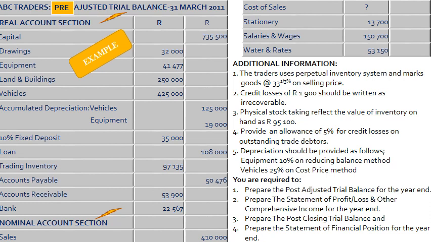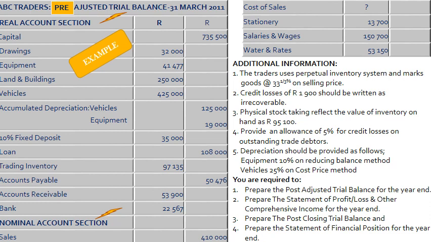Furthermore, additional information is given as: number 1, the trader uses perpetual inventory system and marks goods up 33 1/3% on selling price. Note that on the trial balance, the cost of sales was not given, but additional information gives us further details that will enable us to calculate the cost of sales. Number 2, credit losses of 1,900 should be written off as irrecoverable. Note that on the trial balance, we do not have credit loss at this stage.